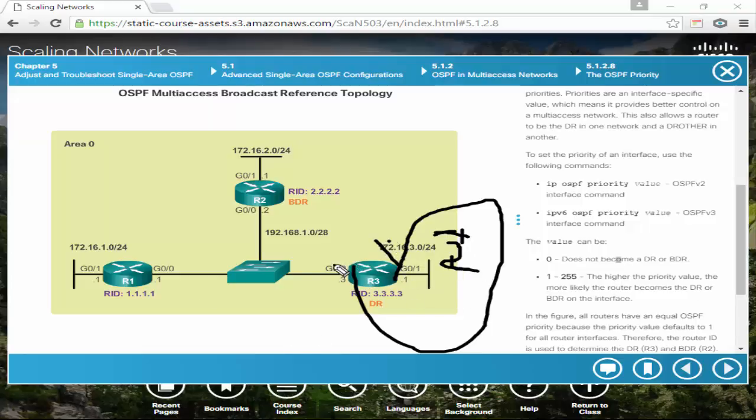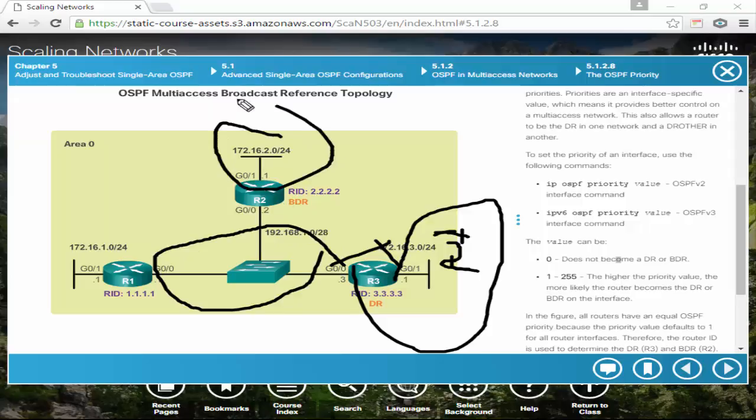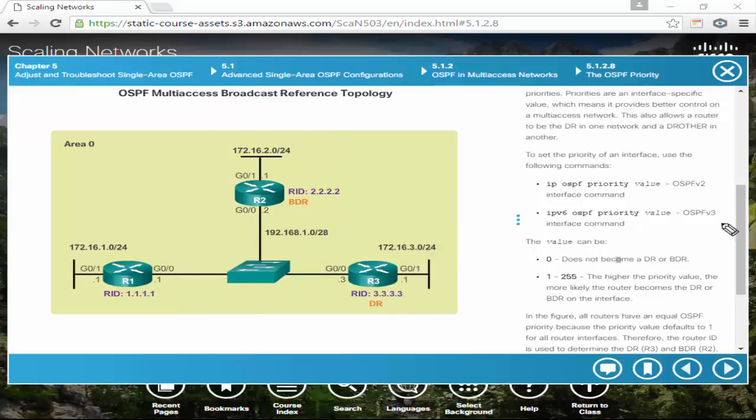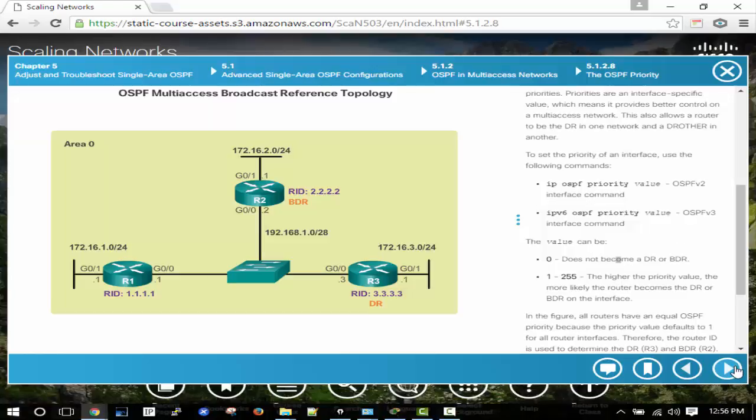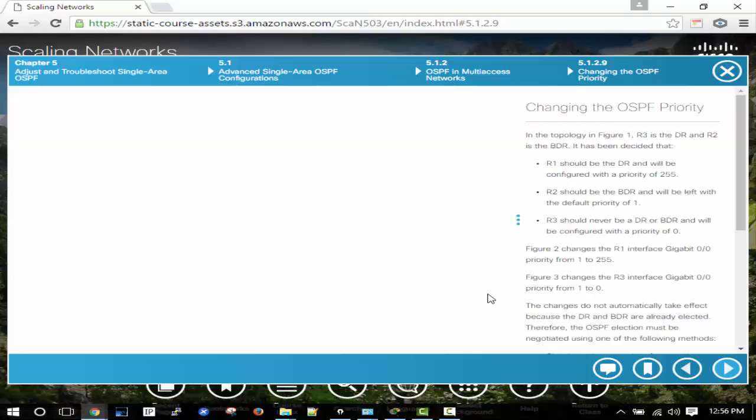Maybe we don't want this to be the DR for both. Maybe we want it to be the DR here, but not here. So the router ID, we can break it up into different areas and have different priorities through this IP OSPF priority command, and it's at the interface level that we're doing that. Probably not something you'll see around this area, but maybe someday.